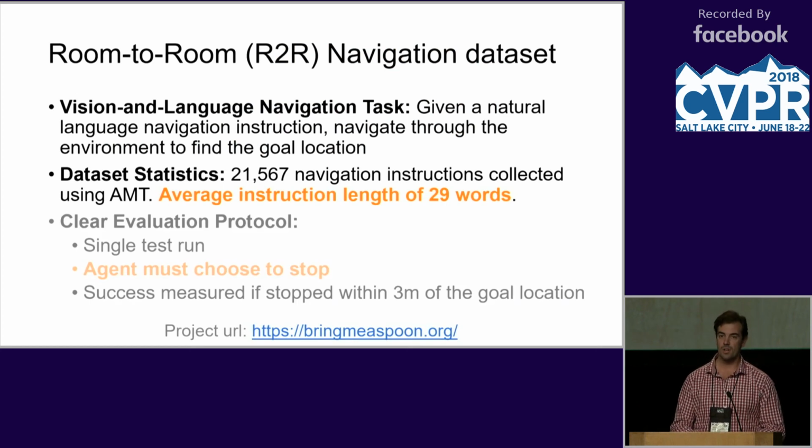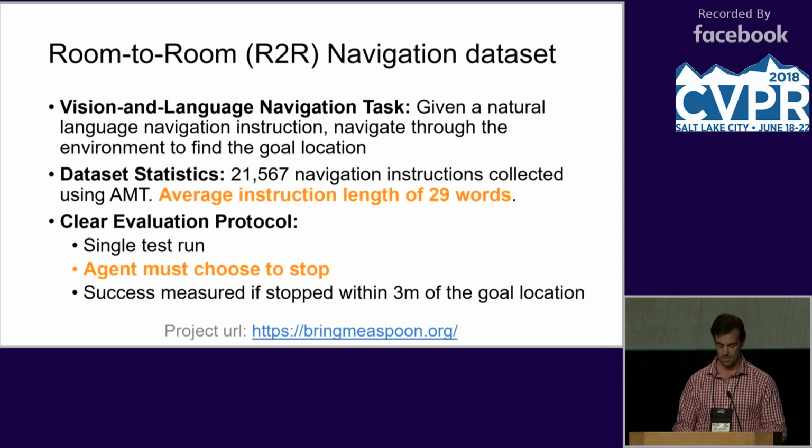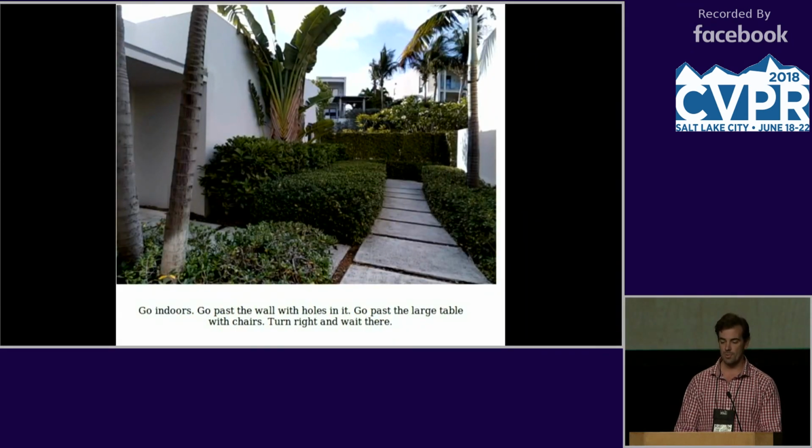Using Mechanical Turk, we collected a data set of 22,000 such navigation instructions, and we propose a clear evaluation protocol where the agent is required to stop, at which point they are evaluated and the episode is considered a success if they stop within 3 meters of the true goal location. So let's look at some examples.